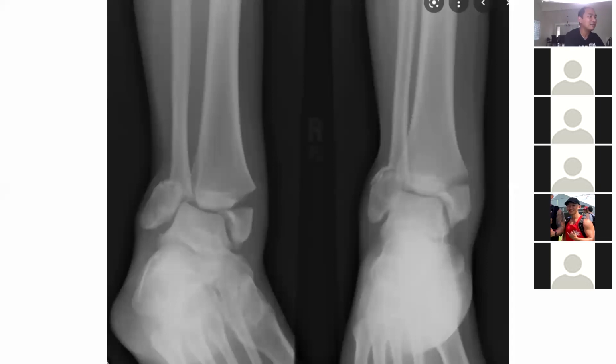Hey, I can see a fracture here. So which bones are fractured? The distal tibia and distal fibula. Yeah, that is correct. Perfect. So this is a distal fibula fracture and a distal tibia fracture. So this is the ankle fracture.